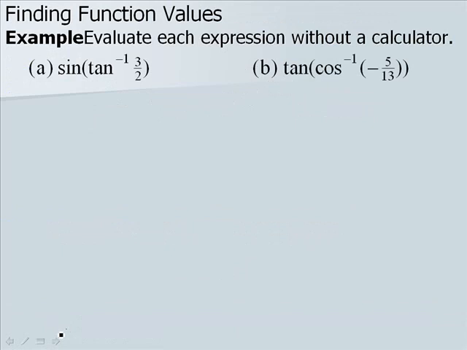In this example, we want to evaluate each expression without a calculator. First, we want to find the sine of the tangent inverse of 3/2. So we're going to let theta be equal to the tangent inverse of 3/2. So that means that when we replace that with theta, we're trying to find the sine of theta. But we can rewrite this as the tangent of theta is equal to 3 over 2. And remember that tangent is defined as y over x.